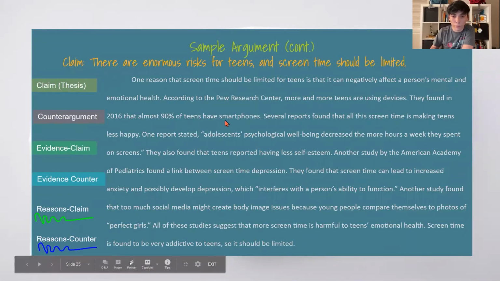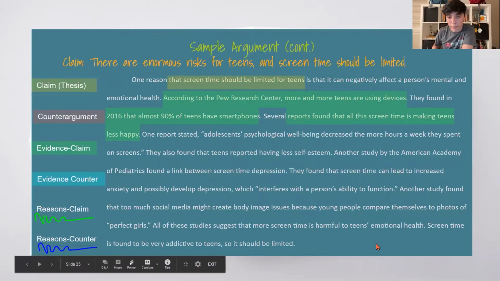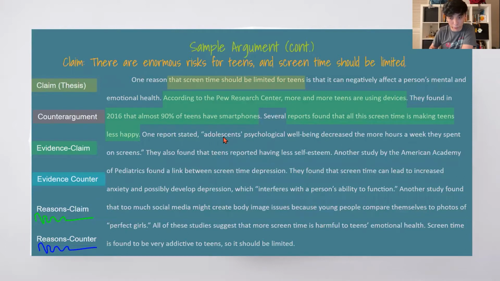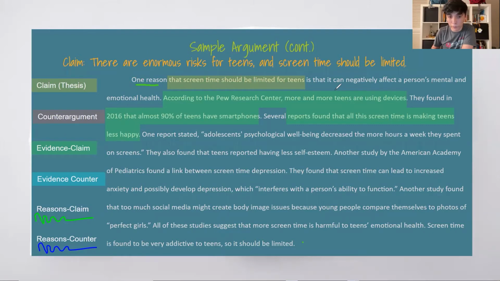Okay, so here's the second paragraph. Here's a claim again. Screen time should be limited for teens. Here's one of the first forms of evidence. Oh, wait, so hold on. So one reason that screen time should be limited is that it can negatively affect a person's mental health or emotional health. So here we already have a reason right off the bat that supports the claim of the author. So we can go ahead and underline that one in green.